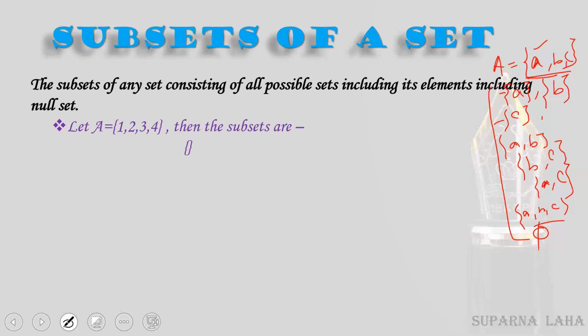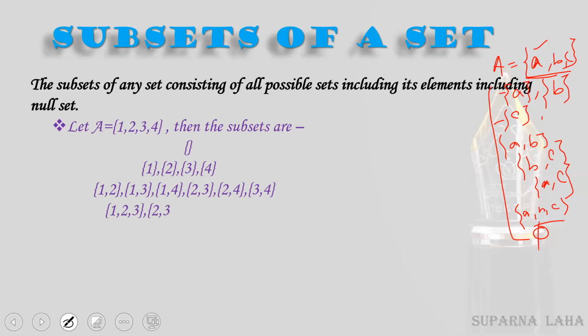Next, just take one element and make a set, that is {1}, {2}, {3}, and {4}. The 4 sets. And now take two elements and make a set. First {1, 2}, {1, 3}, {1, 4}, then {2, 3}, {2, 4}, and {3, 4}. Now take 3 elements and make a set: {1, 2, 3}, {2, 3, 4}, {1, 2, 4}, {1, 3, 4}. And now {1, 2, 3, 4}.